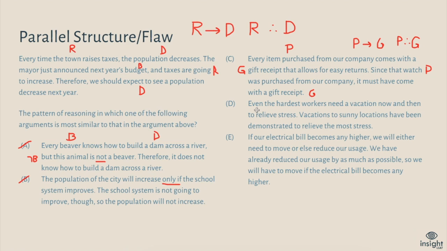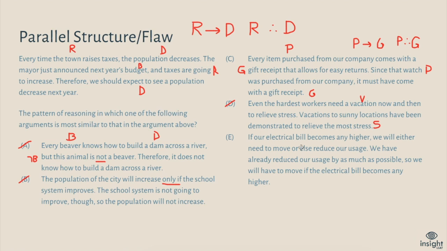D. Even the hardest workers need a vacation now and then to relieve stress. Okay, that seems like maybe just one logical chunk there. Let's say need a vacation, V. Vacations to sunny locations have been demonstrated to relieve the most stress. We could put S for stress here, but we can already see that this is not the right answer. There's no if-then statement. There's no application of an if-then statement to give us a conclusion. These are just two statements that are related to each other.